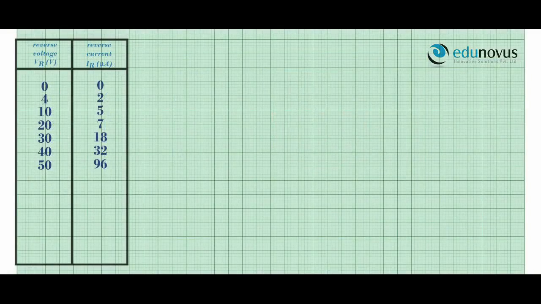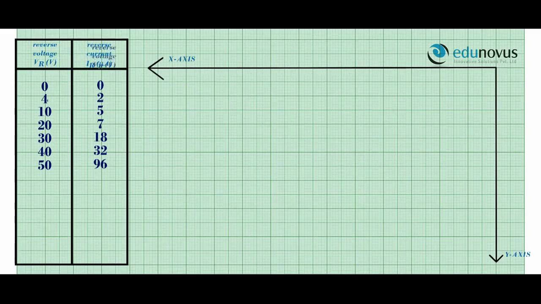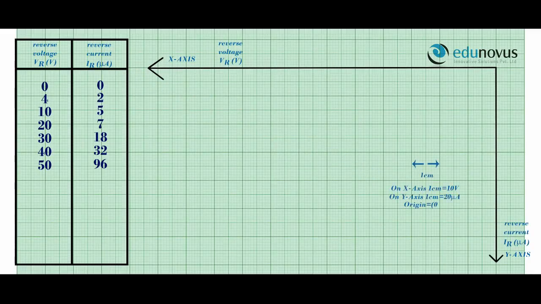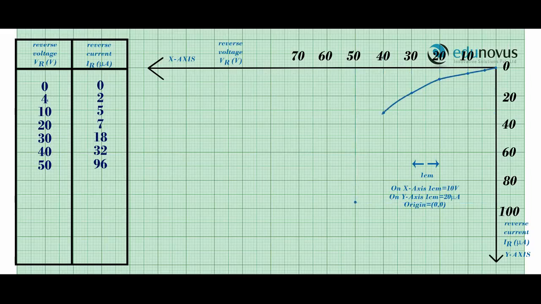Using the values of reverse voltage and reverse current, we plot a graph by taking reverse bias voltage along the negative x-axis and reverse bias current along the negative y-axis. We consider a suitable scale. On the x-axis, 1 cm is equal to 10 volts. On the y-axis, 1 cm is equal to 20 microamperes. Origin 0, 0. Now, let us plot the points on the graph. The graph comes out to be as shown here.